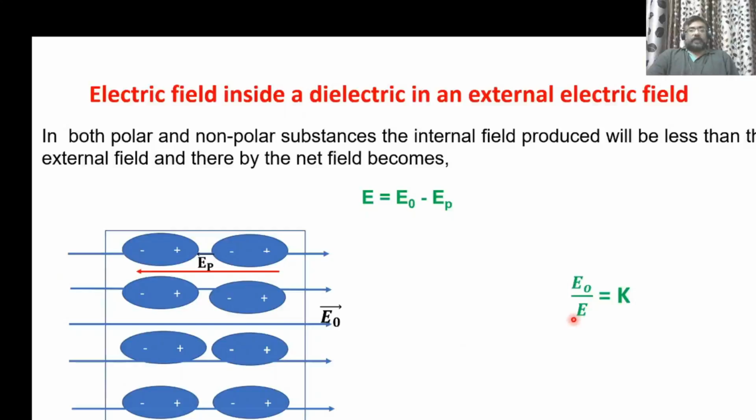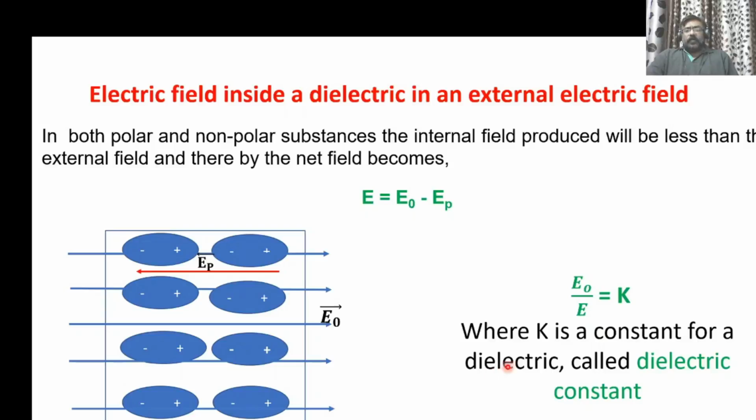And it is found that the ratio of E0 to E is a constant for a particular substance, and this ratio is called the dielectric constant. So the dielectric constant is the ratio of the applied electric field to the resultant electric field inside the dielectric.